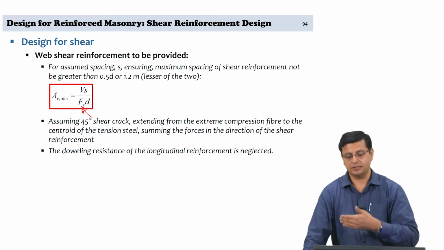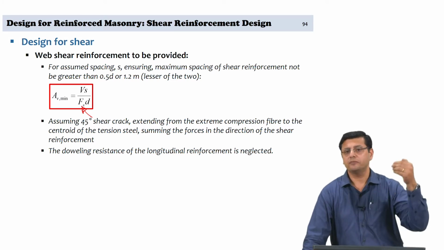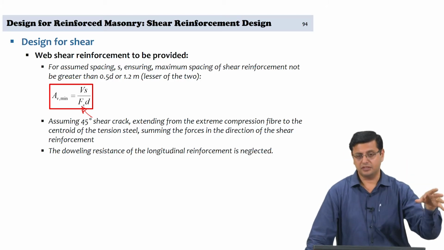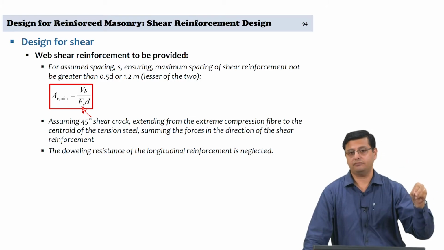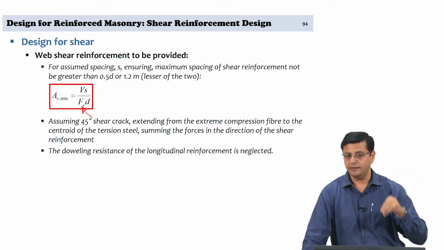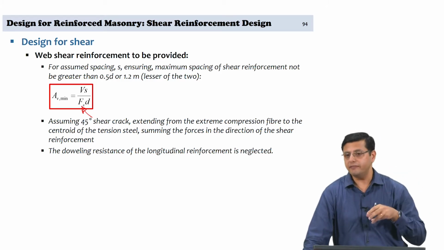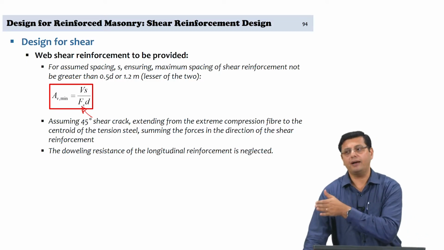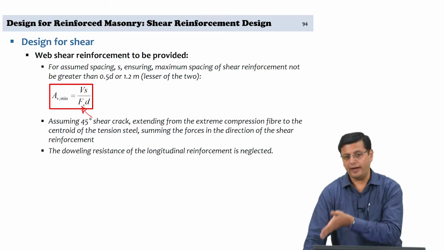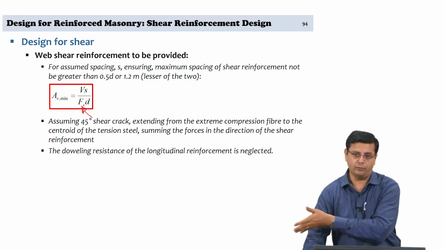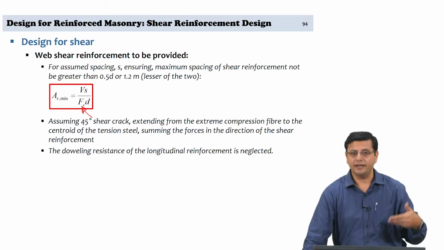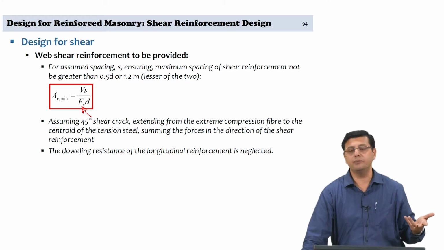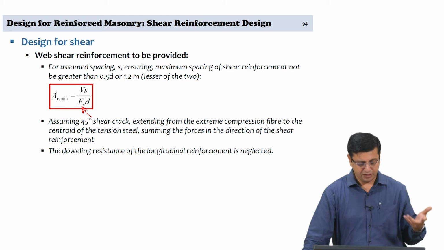So, the process is quite straightforward. First you make an estimate of the shear stress itself, small fv, then use the M by Vd ratio for the wall that you are designing and establish the maximum values of allowable shear stress. And then you take a decision whether you want to go with web shear reinforcement or the masonry itself will be able to counteract the shear demand.